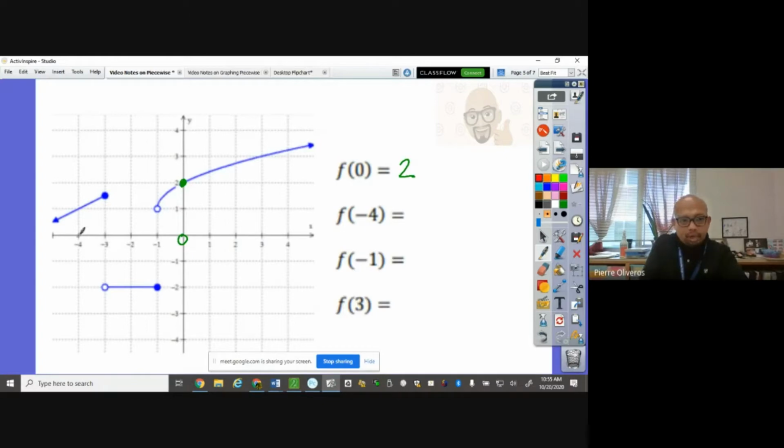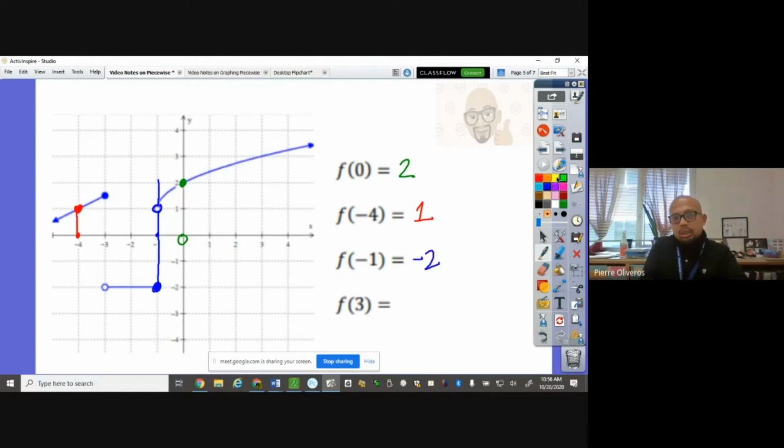F of negative 4 is right here. So draw that red point there. That is negative 4, 1. So this is 1. F of negative 1 is right here. Now this one is open, so that means it's not part of the answer. Closed. So we're going to pick that blue point, and that is negative 1, negative 2. So this is negative 2.